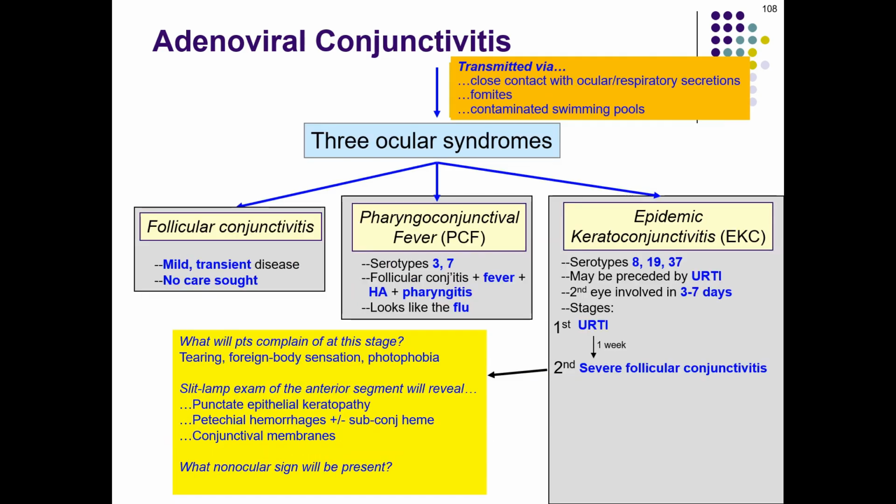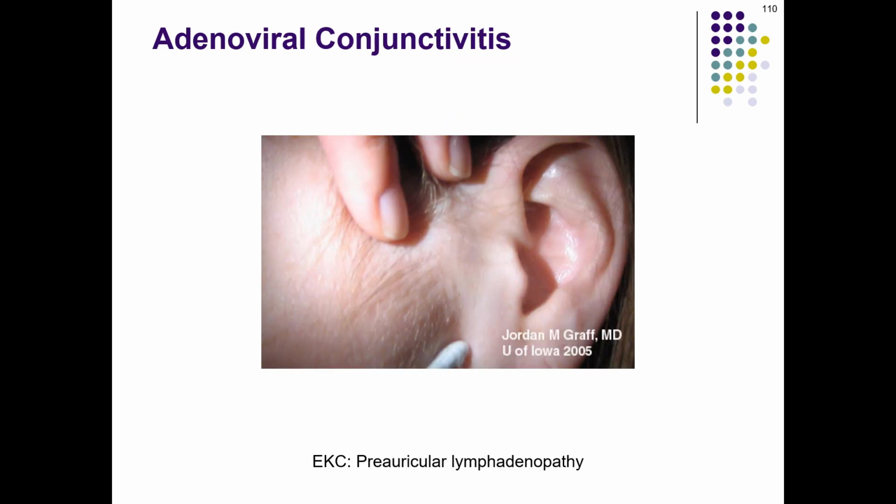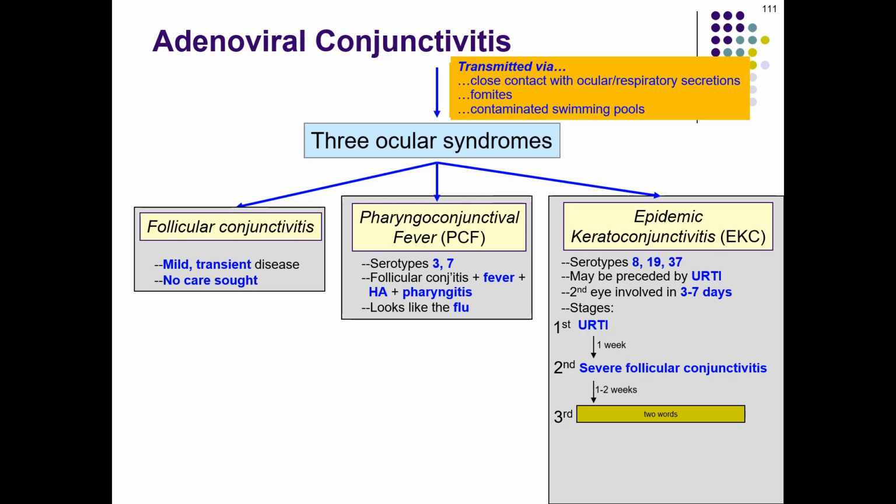So what is the non-ocular sign that will be present? It is the preauricular lymphadenopathy as seen in this picture. It's very important to check for the lymph nodes in patients. So we finish the severe follicular conjunctivitis, the second stage. It can be followed from 1 to 2 weeks later by subepithelial infiltrates. It's not an uncommon sequela of adenoviral conjunctivitis.